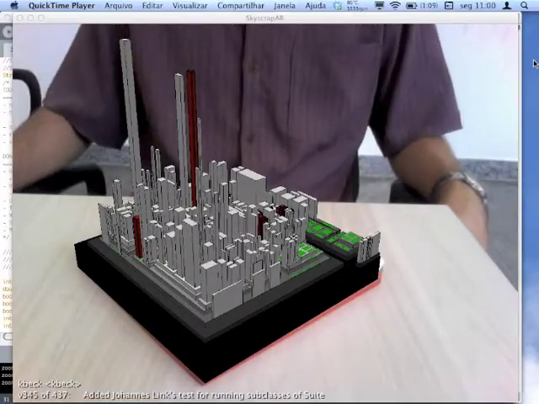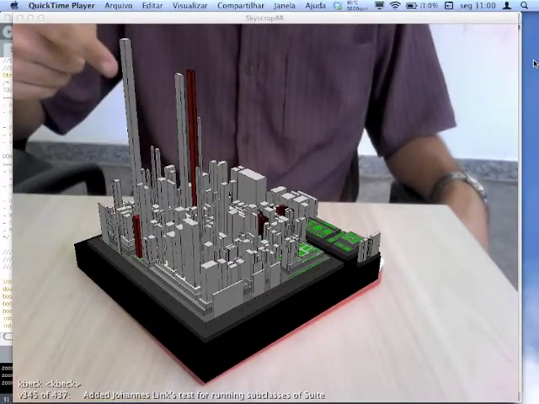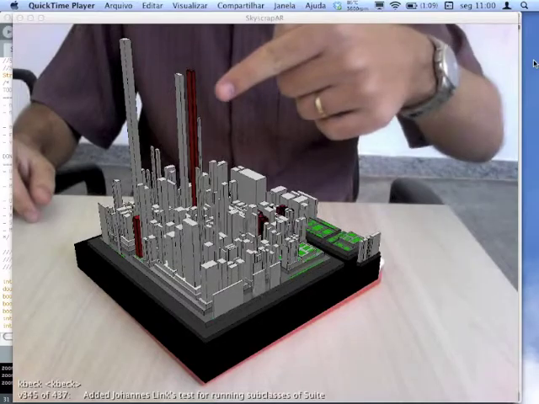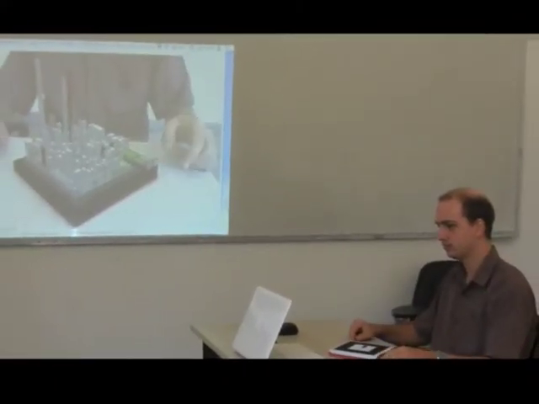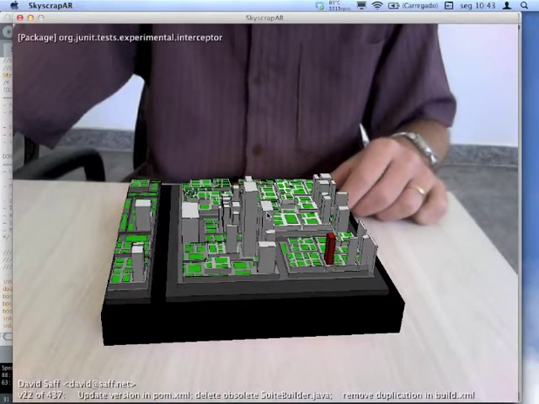Skyscrapers are tall buildings, that is, classes that have undergone many changes during the software history. These classes deserve special attention, since they are more likely to be fault-prone. You can select classes that you are interested in, and they get painted in yellow.